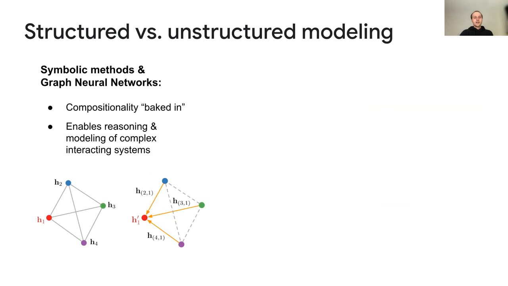And on the structured domain side, you have things like, as I mentioned, symbolic methods and graph neural networks, and in general, hard algorithms that have compositionality and generalization baked into the method, and in graph neural networks baked into the architecture. And this enables things like reasoning or modeling of complex interacting systems.